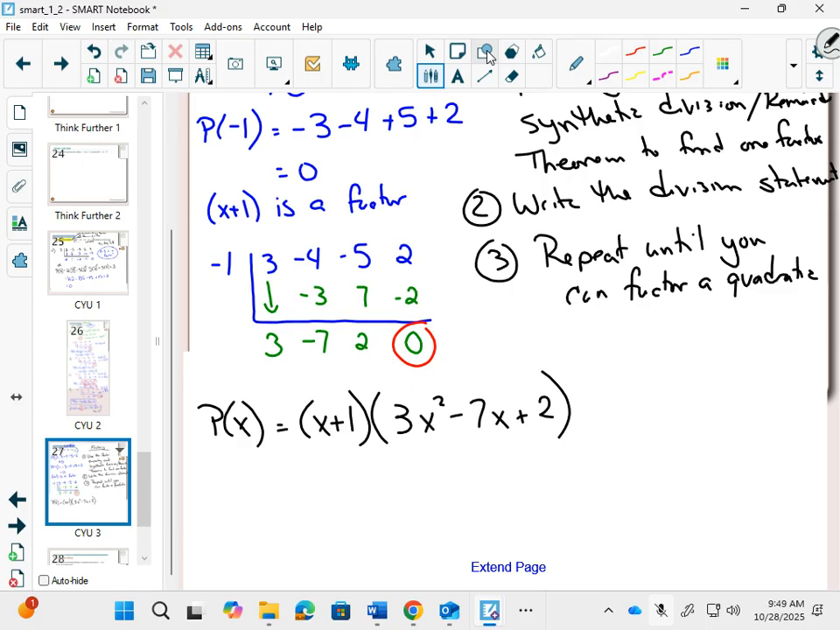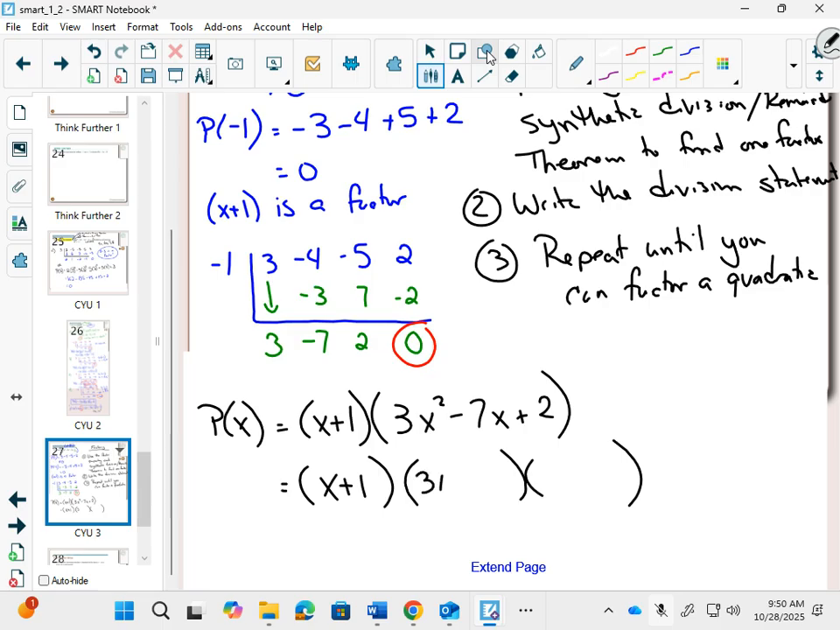Repeat until you get a quadratic. Well, if you started with an x cubed, you won't have to repeat because we've got a quadratic. If you started with an x to the 4, you would get an x cubed, and you'd have to do it again with your new one and figure out what would work. But now that I have a quadratic, I can use my regular factoring skills.